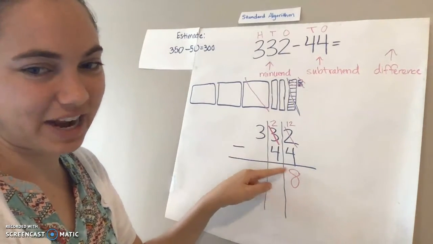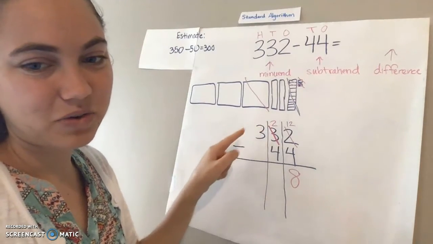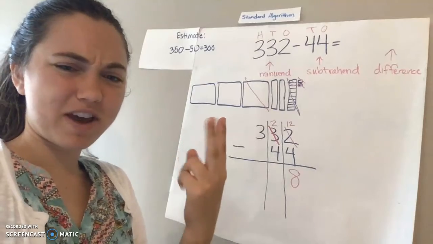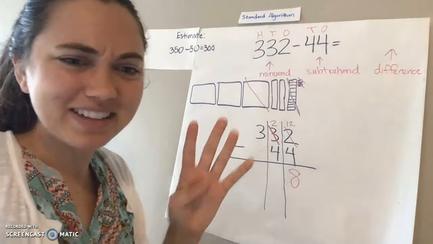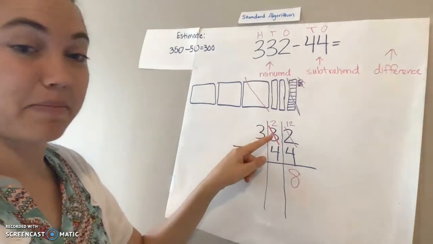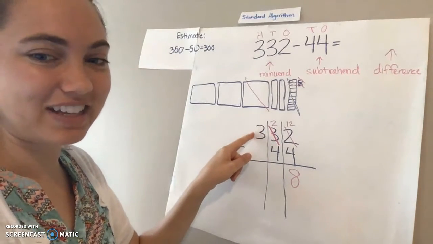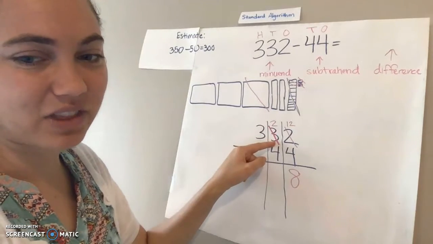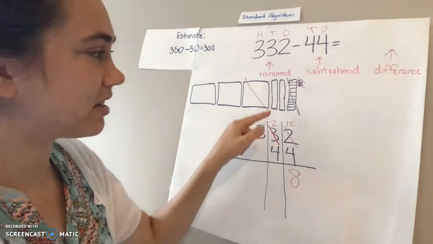We had 1 digit there. Perfect. 2, take away 4? That's not possible. I'm going to have to borrow some and go next door. Remember, we're in our tens column. I was supposed to have 3 tens, take away 4 tens.